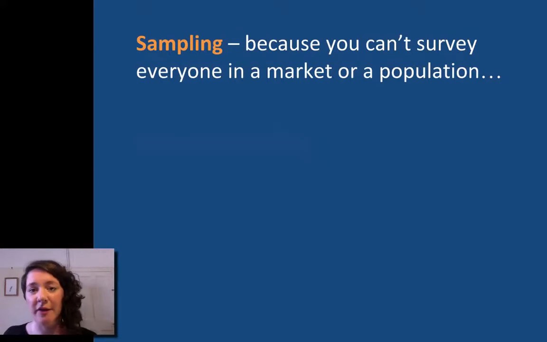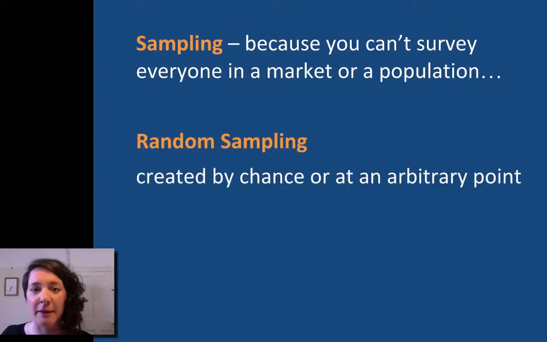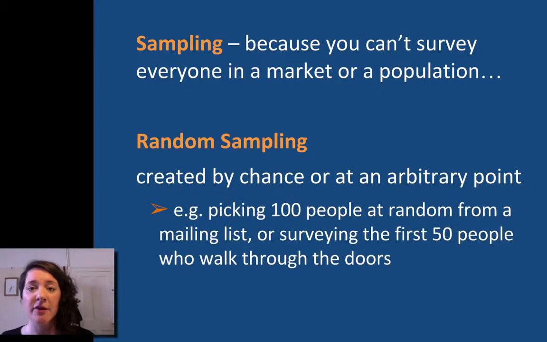The alternative to this is called random sampling. This is where the group who are questioned in whatever way is created by chance or at an arbitrary point of some kind. So an example of this might be picking 100 people at random from a mailing list, or it might be surveying the first 50 people who walk through the doors of an institution on a particular day.